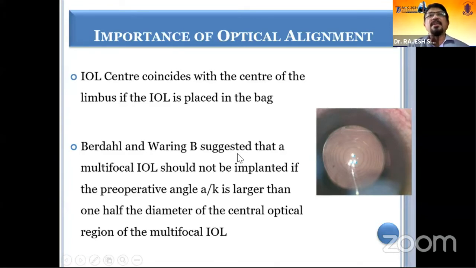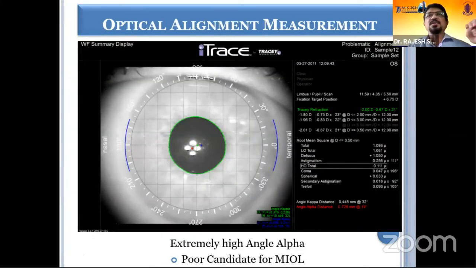This study by Waring et al. suggested that a multifocal IOL should not be implanted if the preoperative angle alpha is larger than 1/2 of the diameter of the central optical region of the multifocal IOL, which I was mentioning earlier. Just a couple of examples: this is an extremely high angle alpha, as you can see. It's a poor candidate for multifocal IOL. Angle alpha is 0.729, so it is a poor candidate.